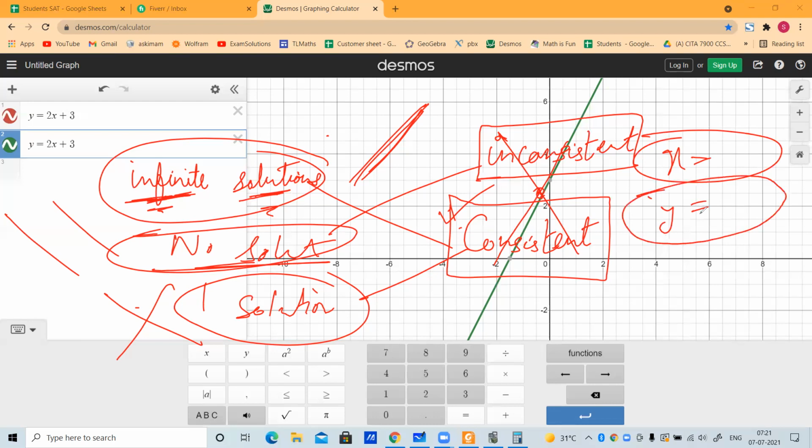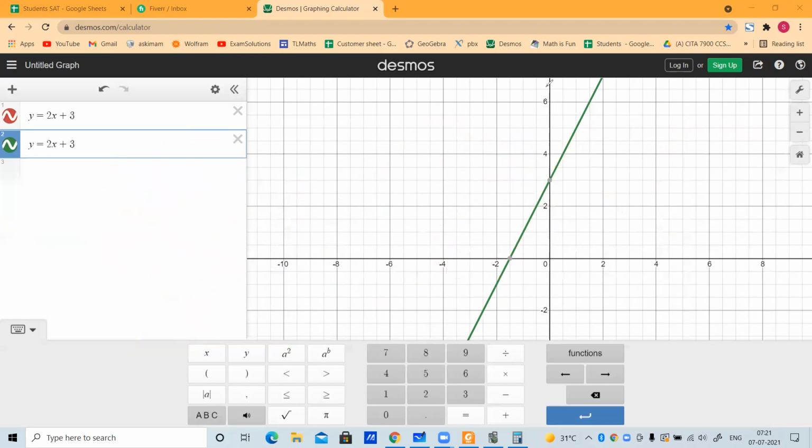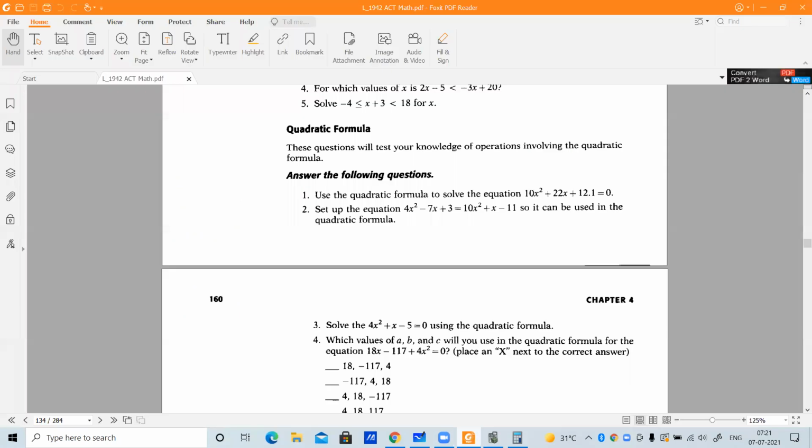You will be getting the x and y value when the two lines have different slopes. You will not be getting the x and y value when the two lines are parallel, right? You will not be getting that because they are not intersecting. And the equations which have a solution, maybe one or infinite, are consistent. And if there is no solution, they are inconsistent.